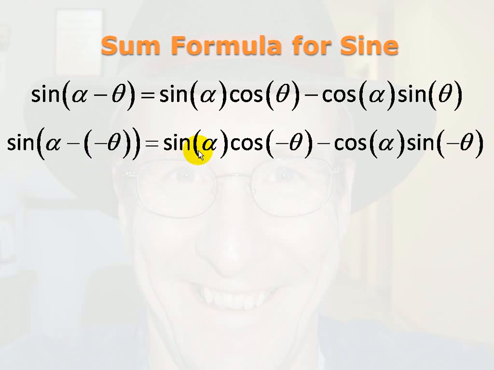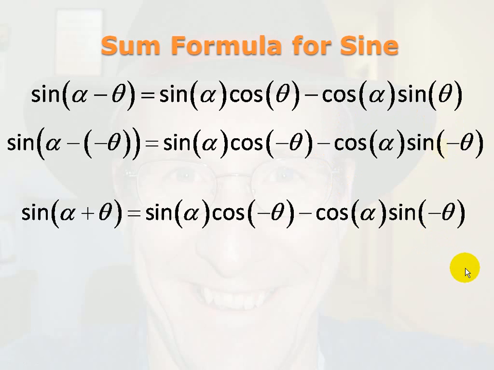We have sine alpha cosine negative theta. Remember, because cosine's even, I can rewrite this just as cosine theta. Minus cosine alpha sine negative theta. Now because sine is odd, I'm going to rewrite this as sine theta, and it's going to change the sign of this term. So let's see what we have.